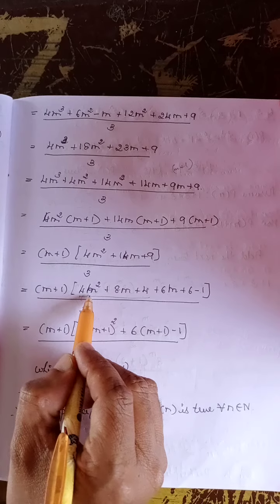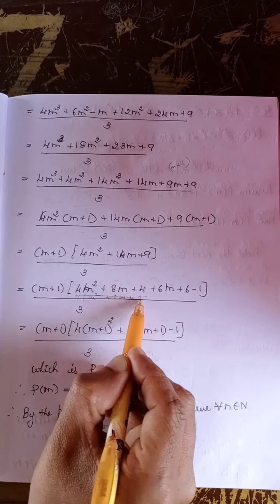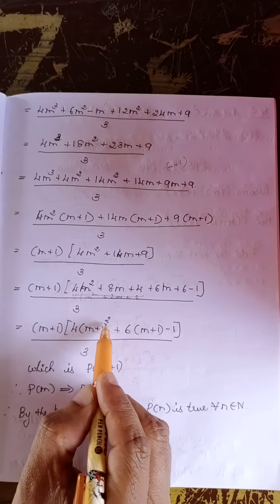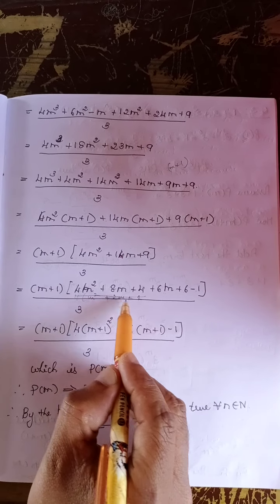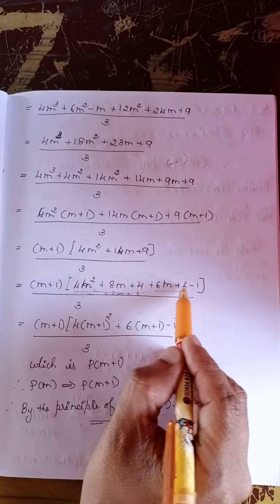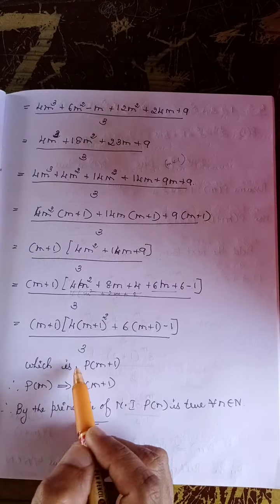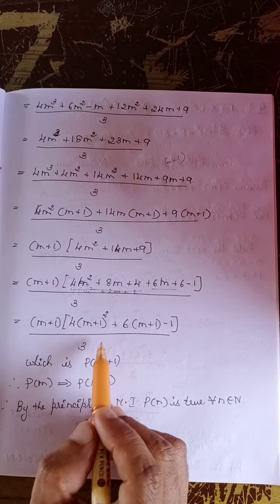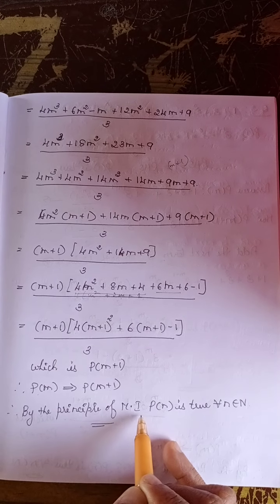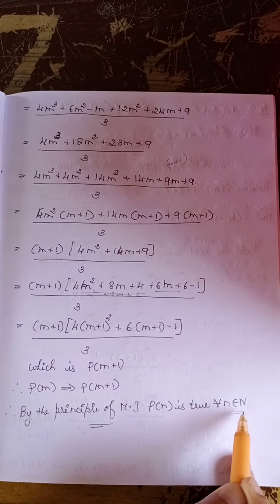See here 4 is common, then remaining m square plus 2m plus 2, therefore we get here plus 1, therefore we get here it is (m plus 1) the whole square, since it is of the form a square plus 2ab plus b square, plus here it will be 6 into (m plus 1) plus 4, plus this will be minus 1, which is the same as p of (m plus 1). Therefore p of m implies p of (m plus 1). Hence by the principle of mathematical induction, p of n is true for all n belonging to the set of natural numbers.